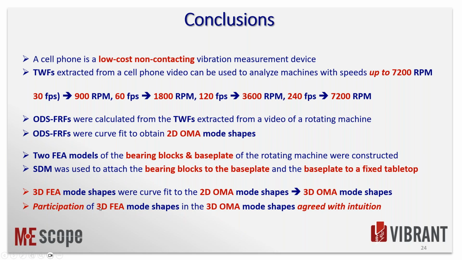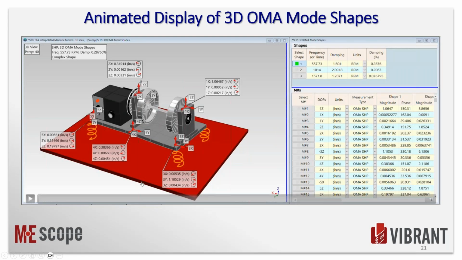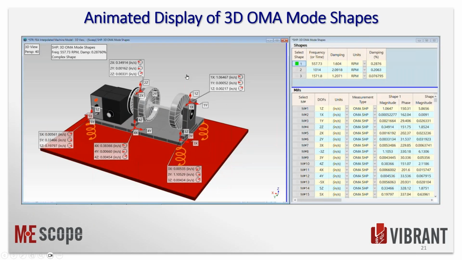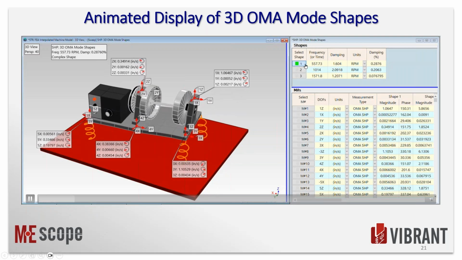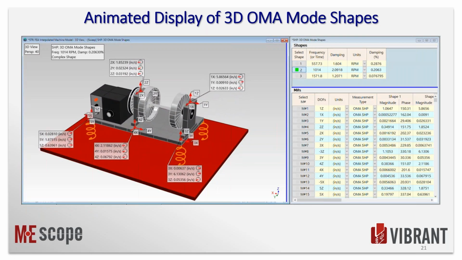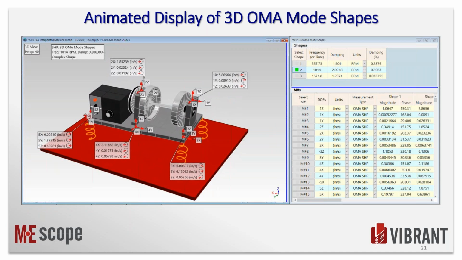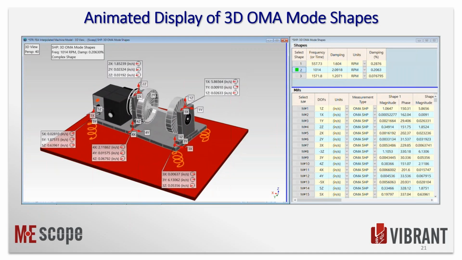Oh no, this is the participation of the FEA mode shapes after we've done the expansion to the 3D OMA mode shapes. So this is the 3D OMA mode shape that we calculated. There's 3 of them. And they're all very similar in mode shape, but different in value. And of course, the running speed, the first order is the one that dominates the response of the machine.